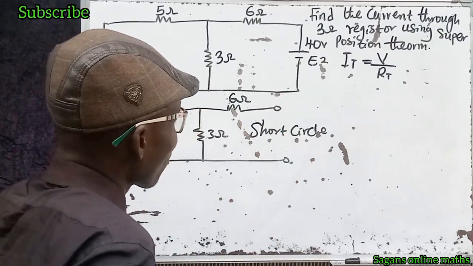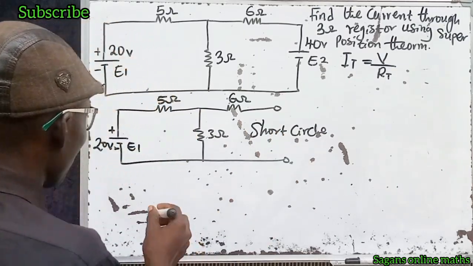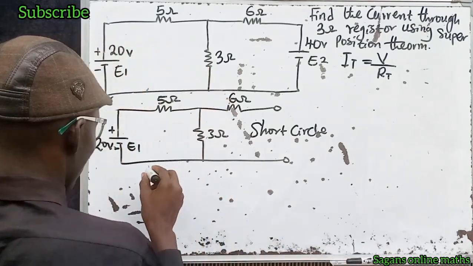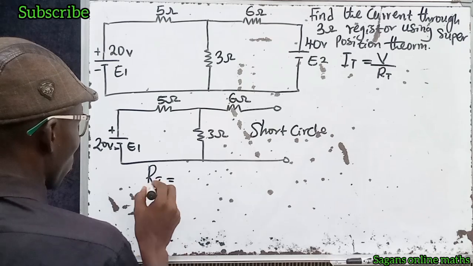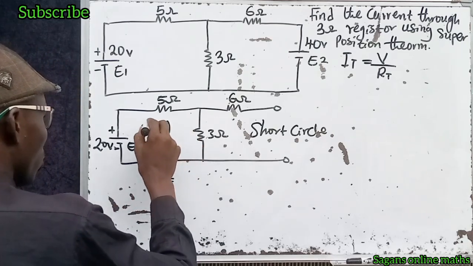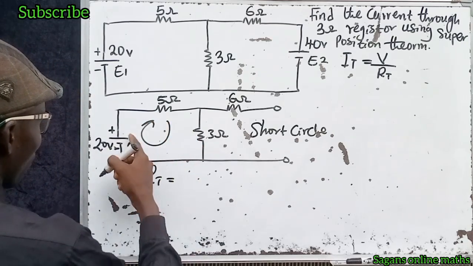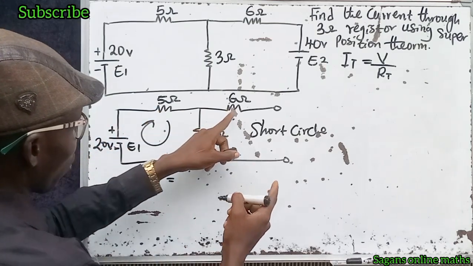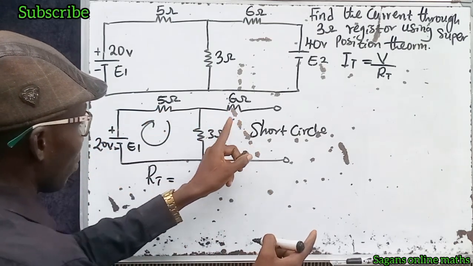Beautiful. Now let's find our total resistance, right? That means TR, total resistance, is equal to... Now remember that our current flows in this direction. Don't forget, okay? Our current flows in this direction, right? Now you can see that this and this are what? They are in series, but this is in parallel.